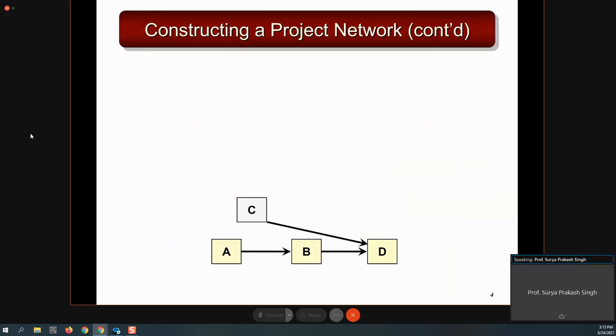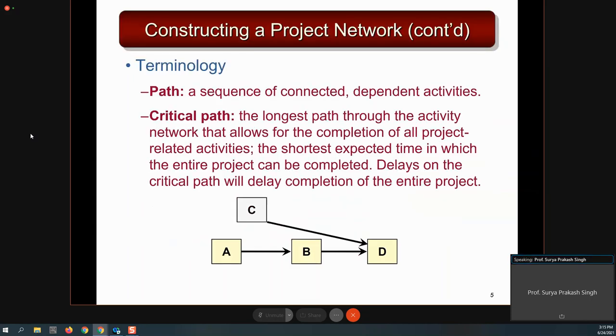Okay. So this is another situation where you can see that activities A and B are interdependent, which means that you can start A, but you cannot start B unless A is over. Similarly, you can start B because A is over, and you can also start C because C does not depend on any other activity, but you can't start D unless B and C both are completed. So this is another situation.